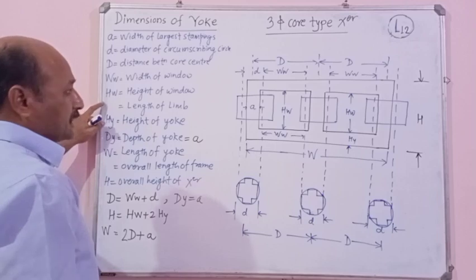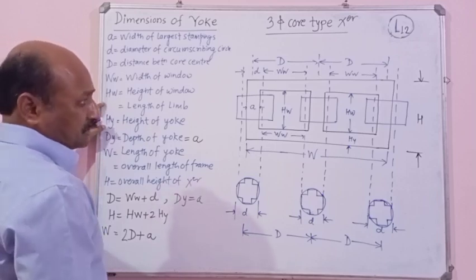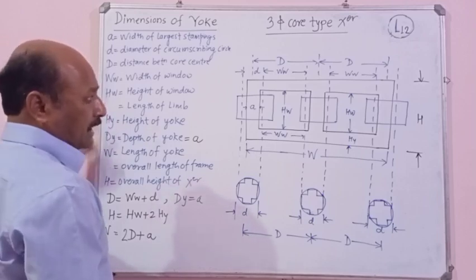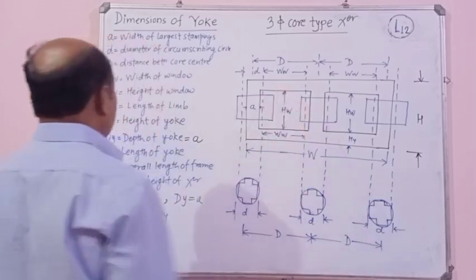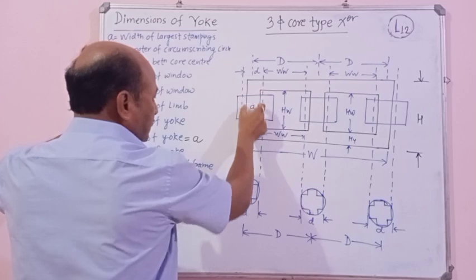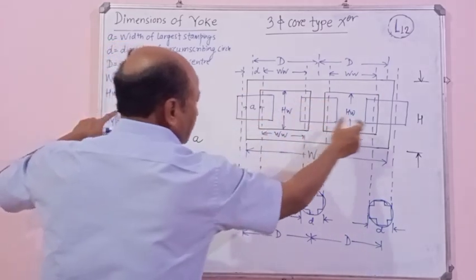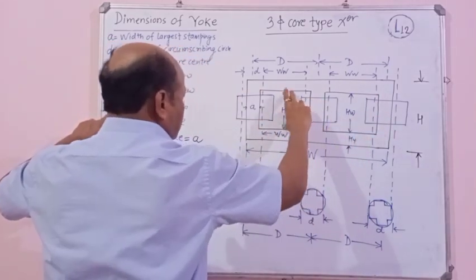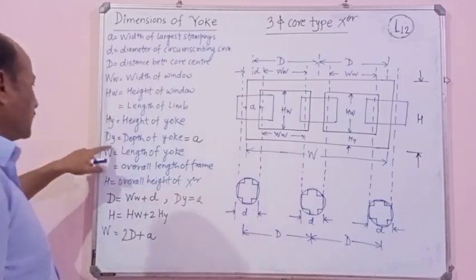Then height of the window. So this one is the height of the window. The height of the window is also called the length of the limb, as this part is nothing but the limb. So whatever the height of the window, that is the length of the limb.